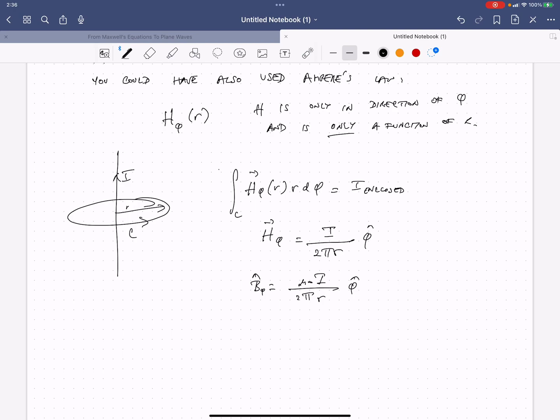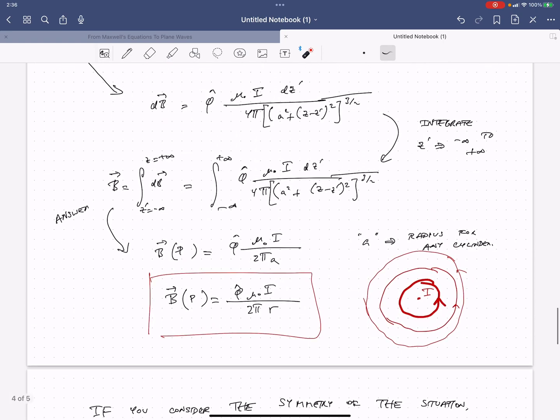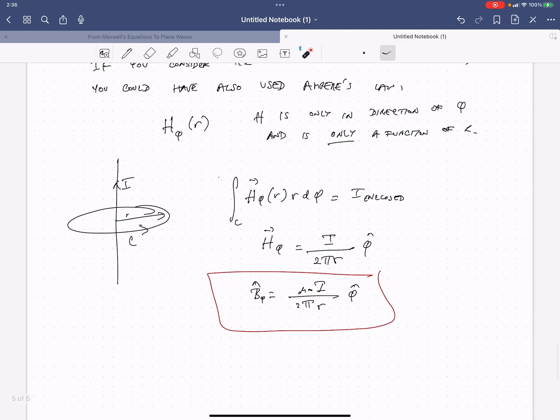Which is exactly the same as what we got with the Biot-Savart law, but in this case we used a symmetry argument instead of doing the vector cross product, which was the full mathematical way of doing it. I guess this is a mathematical way too, but you just have to talk yourself into knowing ahead of time that the magnetic flux is in the direction of phi and is only a function of r.